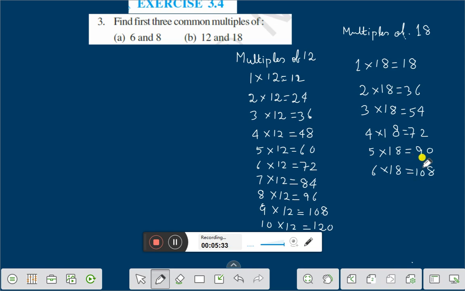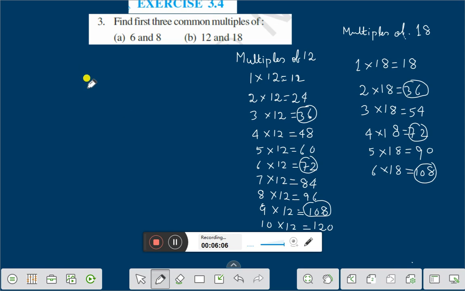Okay. Now we will find the first three common multiples. The first common multiple is 36. Here you see this is 36 and this is also 36. This number is common. And the next number is 72. Here you see 72 and here it is 72. And the next common is 108. You see this is 108 and this is 108.